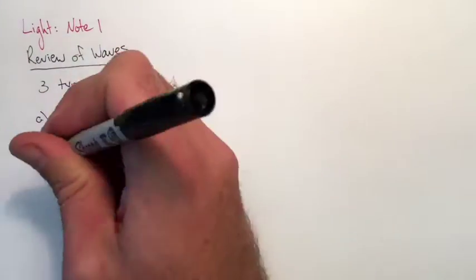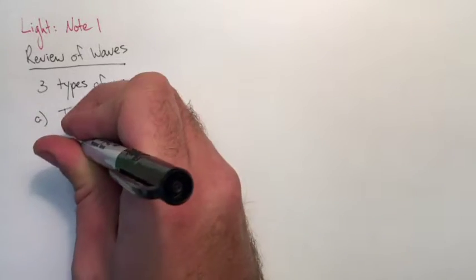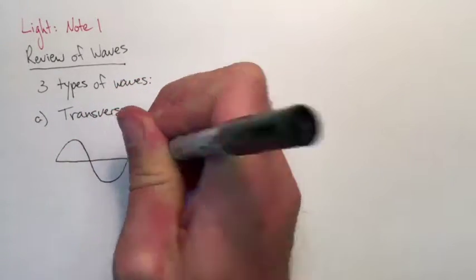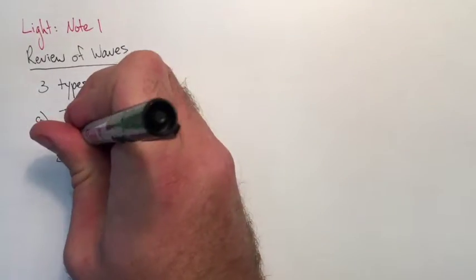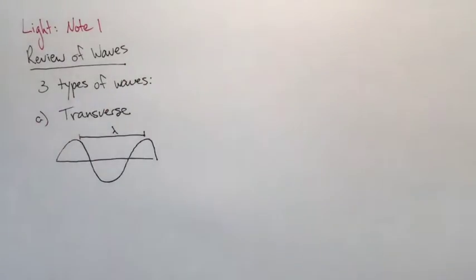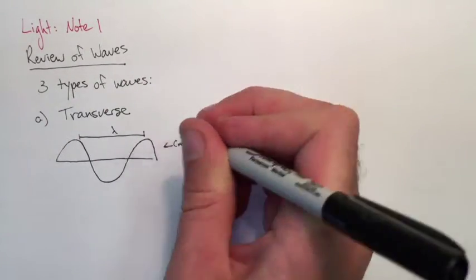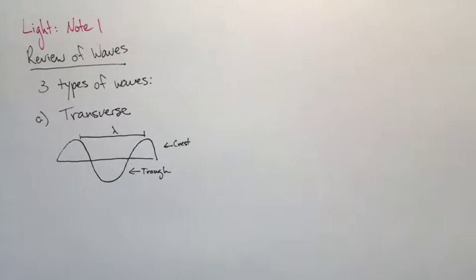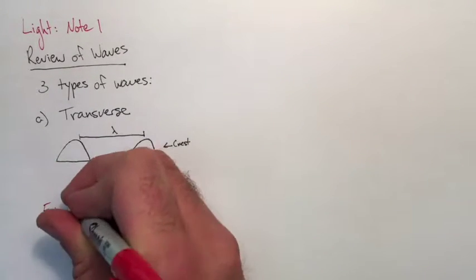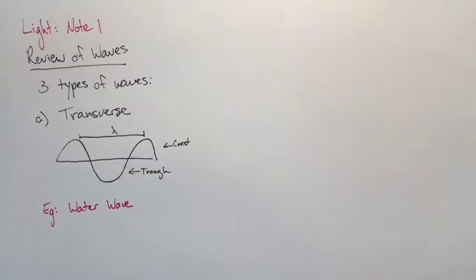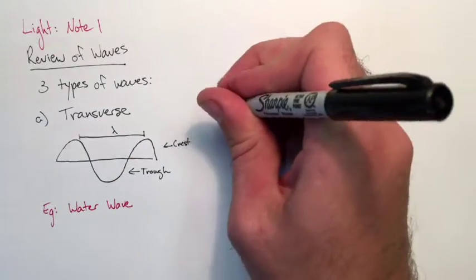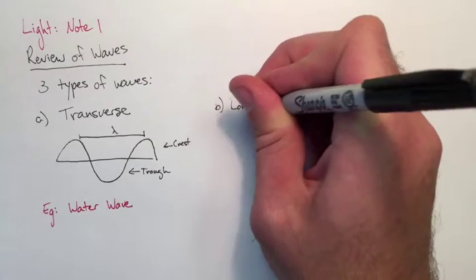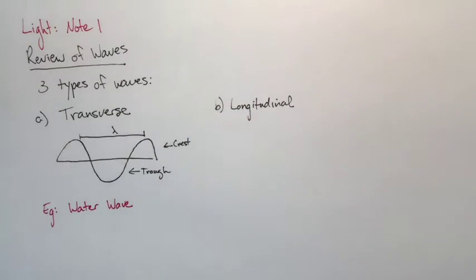The first one we're going to look at is a transverse wave. The basis of a transverse wave is we have a vibration that is perpendicular to the rest axis. So we might have positive displacements, negative displacements. The positive ones are called crests, the negative ones are called troughs. And we can show that it has a wavelength. That would be the length from crest to crest. An example of a transverse wave might be a water wave.